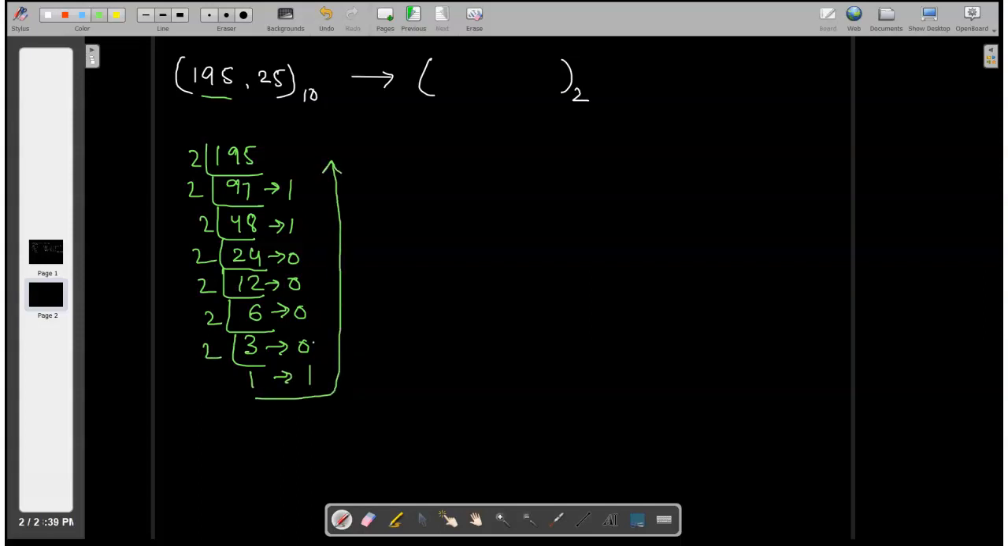MSB to LSB. So 1, 1, 0, 0, 0, 0, 1, 1. And we'll give a dot. Okay. And then we'll take 0.25. What do we do? We multiply it with 2. What do we get? 0.50. What is before the decimal point? 0. We write 0 over here.